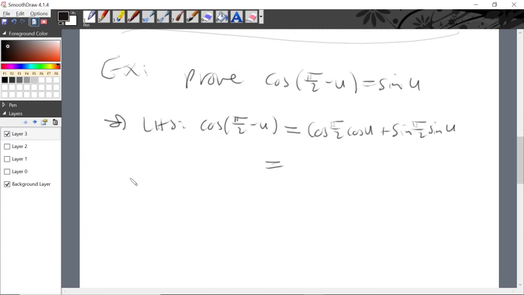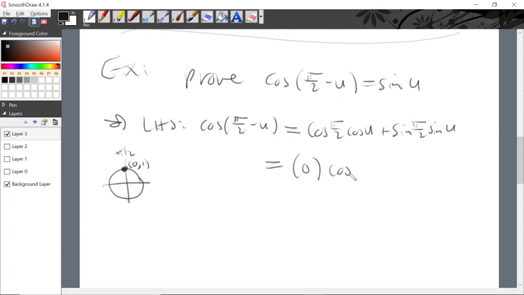What is the cosine of pi over 2, for instance? I like to go back to the unit circle for this. Pi over 2 is right here, and that point has coordinates 0, 1. Remember, the x-coordinate is the cosine. The cosine of pi over 2, therefore, is 0.